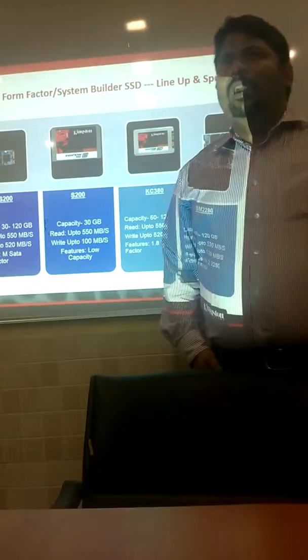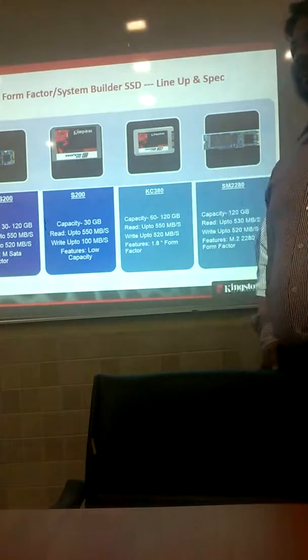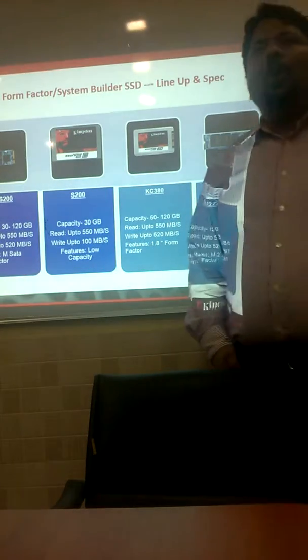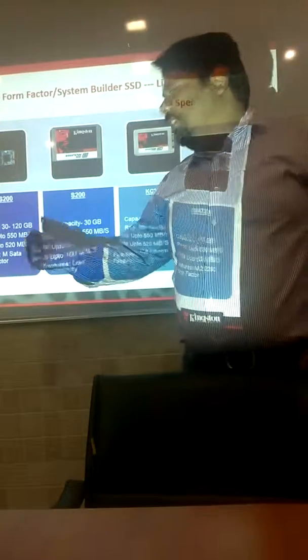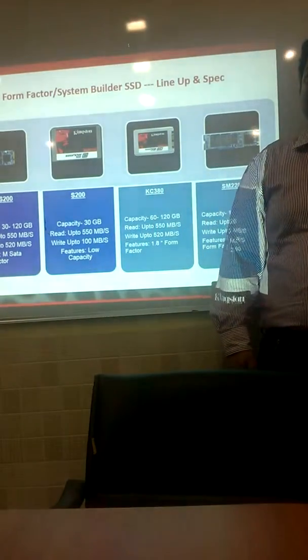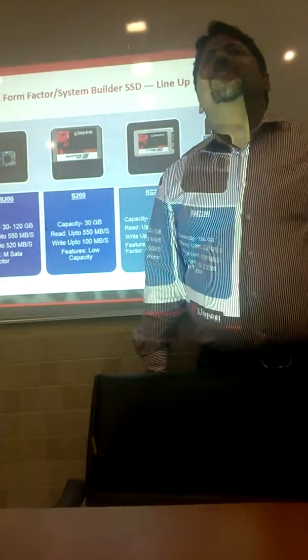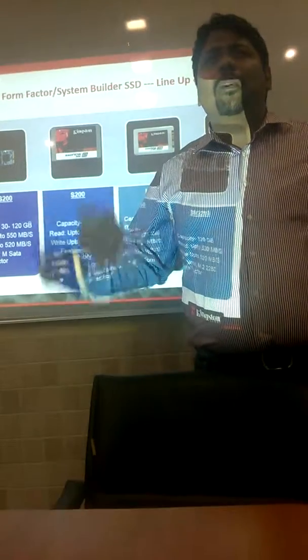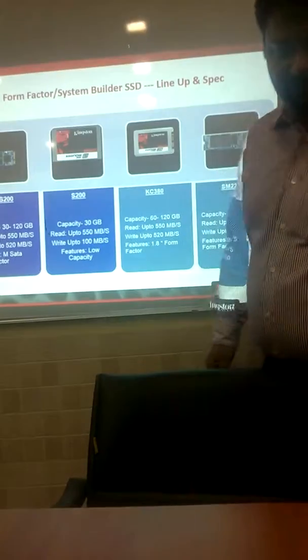Please note, while we are talking about small form factor, we don't compromise on speed and performance. We give you a speed of 550 MB per second, that perfectly matches your requirement and your desired performance of that system.